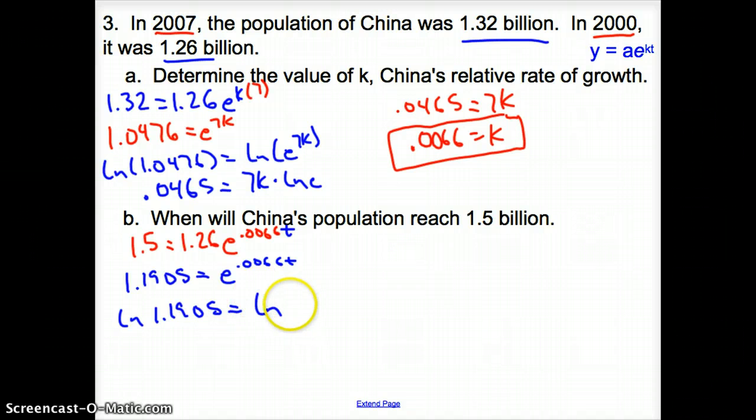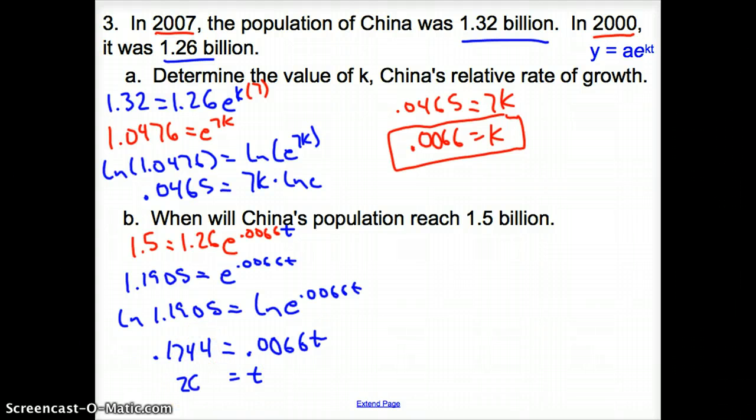So it's the natural log of e to the 0.0066t. Now what happens is the natural log of this turns into 0.1744, equaling, now the natural log of e just turns into 1, so we are left with 0.0066t. How do we get t by itself? Divide by 0.0066. So t equals now 26.4. So when will China's population reach 1.5 billion? That's going to happen in 26 years.